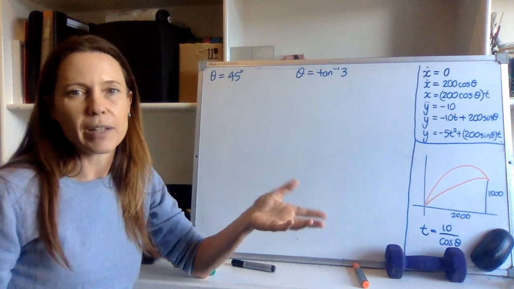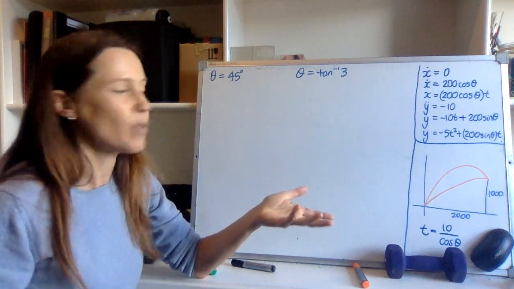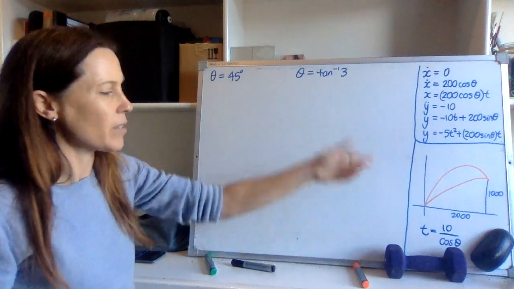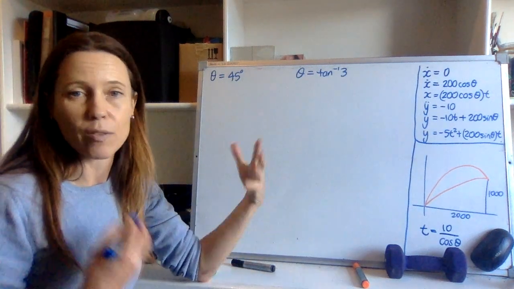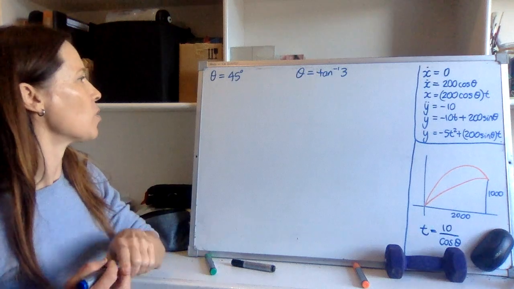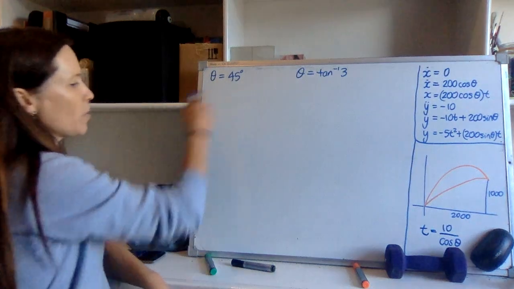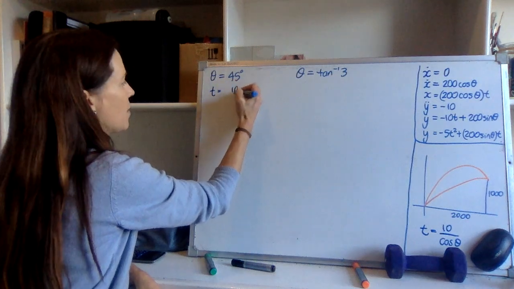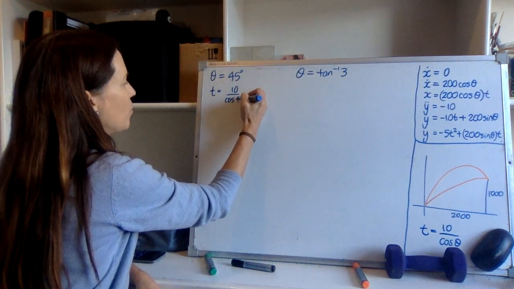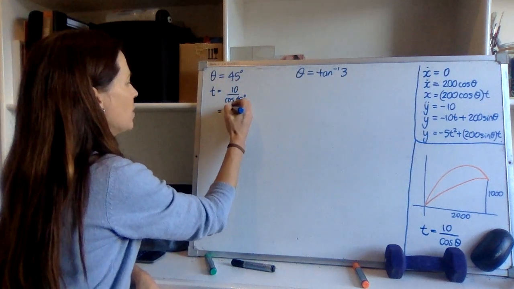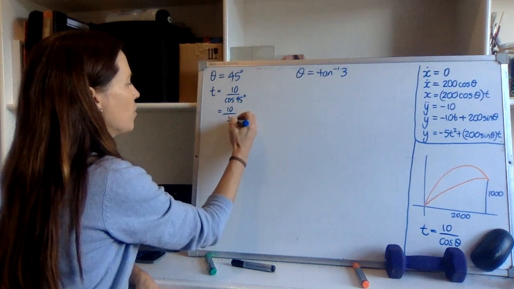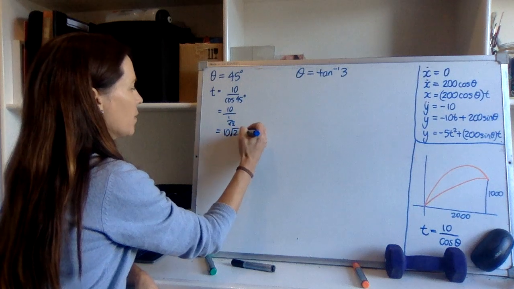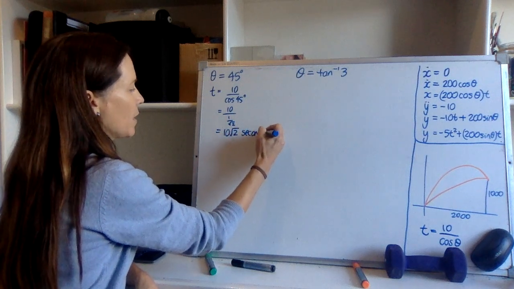And rather than use it in a rounded off form, it makes sense to keep it like this, because then we can actually find the sine or the cos or the tan of any angle we like once it's in this form. Now, for this one first, we've just got to sub it in. So t is equal to 10 over the cos of 45 degrees, which is equal to 10 over 1 over root 2, which is 10 times root 2 seconds. So that's how long that one takes to hit the target.